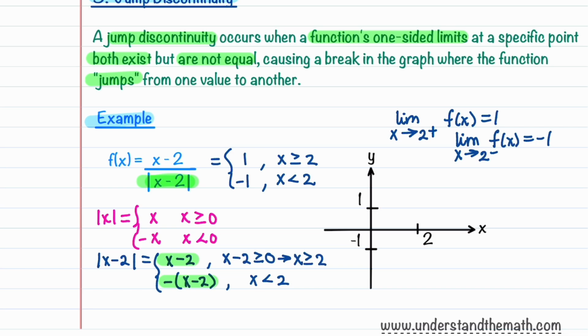When x is greater than or equal to 2, our function is equal to 1. So let's put a closed circle here and a line here. And then when x is less than 2, our function is -1. So we'll put an open circle here and a line here. You can see then that this function is discontinuous at 2, and it is a jump discontinuity.